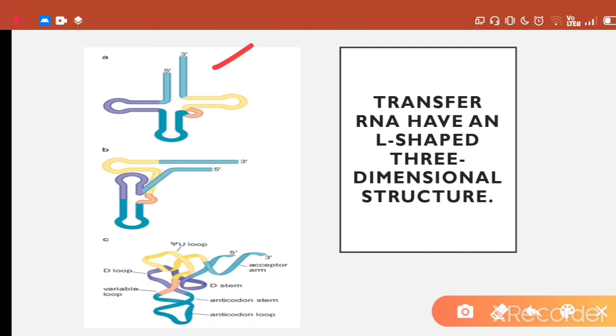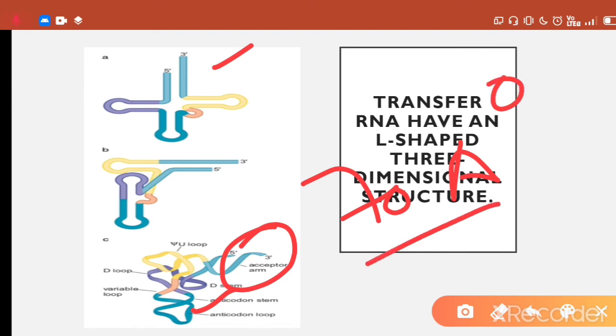The L-shaped structure shows us that the terminus of the acceptor stem is at one end of the molecule, and the anticodon stem loop is 70 angstrom away at the other end. As we can see here is our anticodon, and in this structure this anticodon is 70 angstrom away from this acceptor arm.